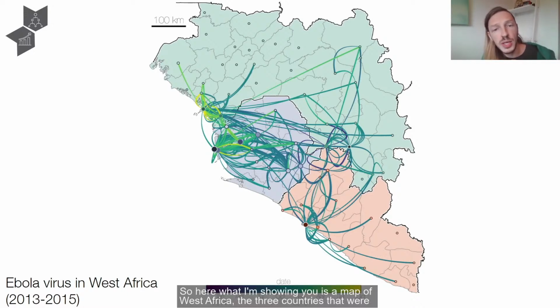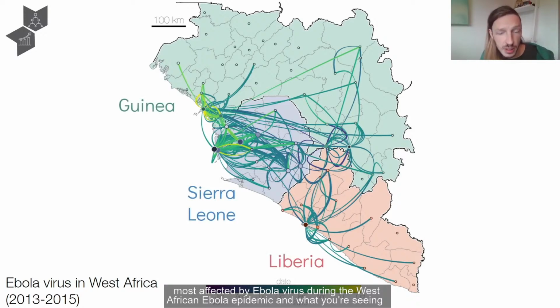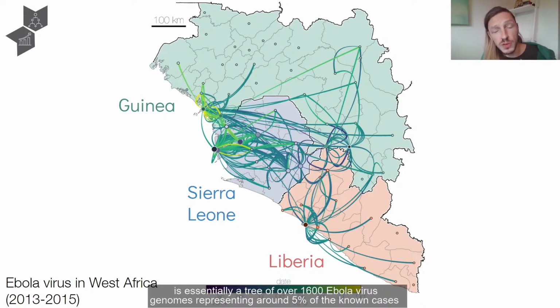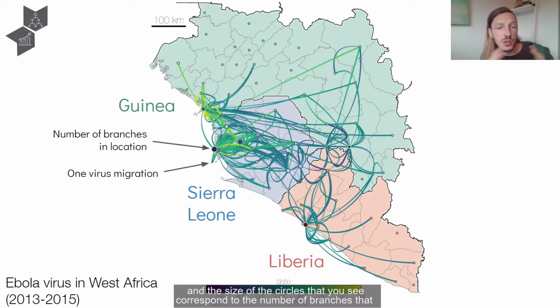So here what I'm showing you is a map of West Africa, the 3 countries that were most affected by Ebola virus during the West African Ebola virus epidemic. And what you're seeing is essentially a tree of over 1,600 Ebola virus genomes, representing around 5% of the known cases. The size of the circles that you see correspond to the number of branches that are present in a particular location, and every migration that we see within the phylogenetic tree is shown as an arcing line that's colored by the date when the event occurred.